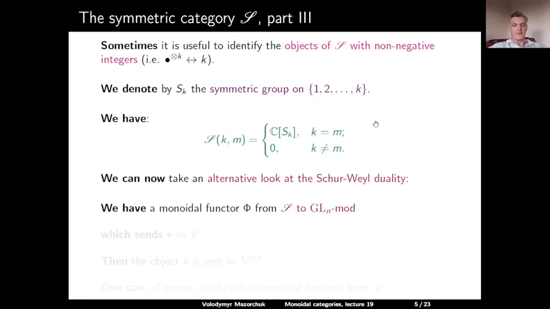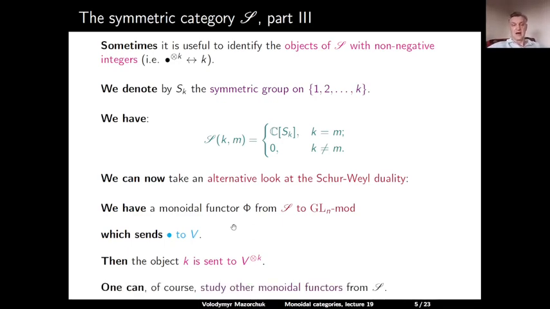We have a monoidal functor phi from our monoidal category curly S to GLN-mod, which sends bullet to our module V, and then the object k is sent to V to the tensor power k. And of course, one can consider other monoidal functors from S to other categories, and think about possible other instances of Schur-Weyl duality. So this is an example of a very easy diagrammatic category, this symmetric monoidal category curly S.